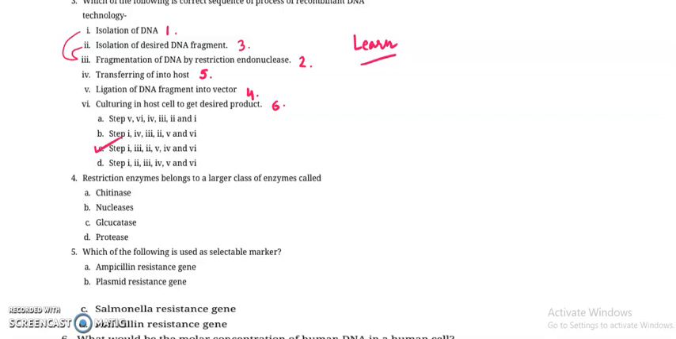Restriction enzymes belong to a large class of enzymes, so they are obviously nucleases, because restriction enzymes act upon nucleic acids, and any enzyme that acts upon nucleic acid is known as a nuclease.